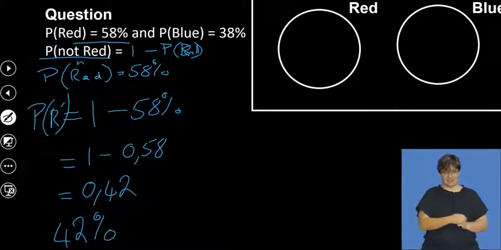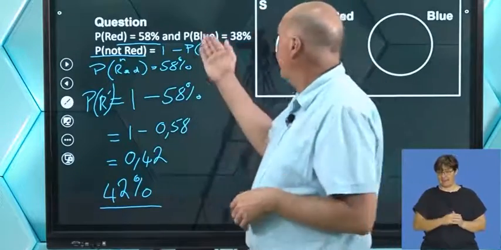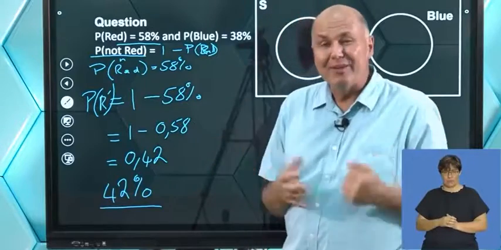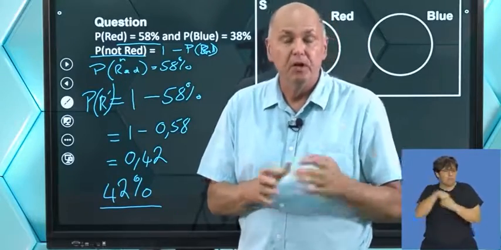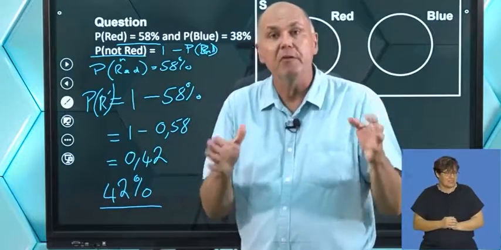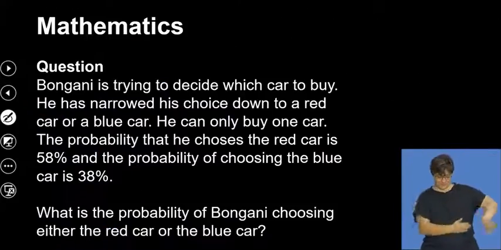Not getting red is higher than the blue. We'll have to think about that. What might those probabilities include? But I hope you can see how we've applied the complement rule. Let's move on to the next question.